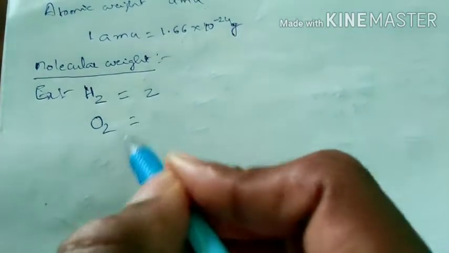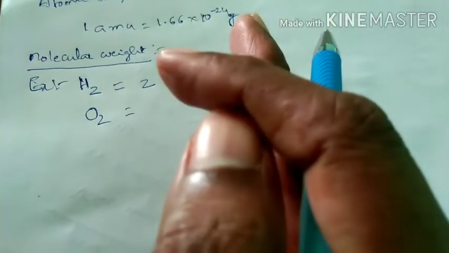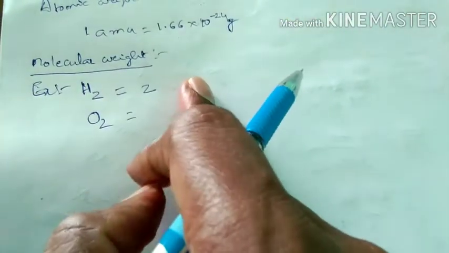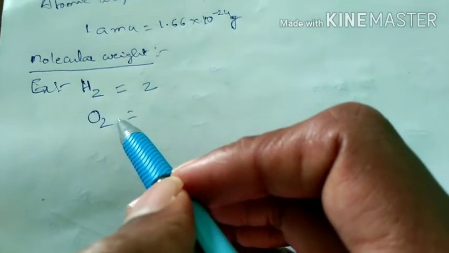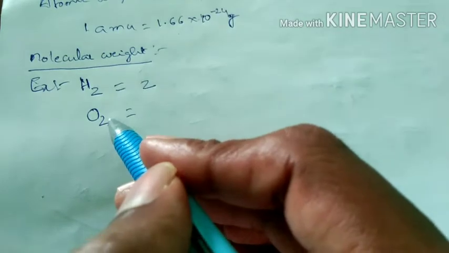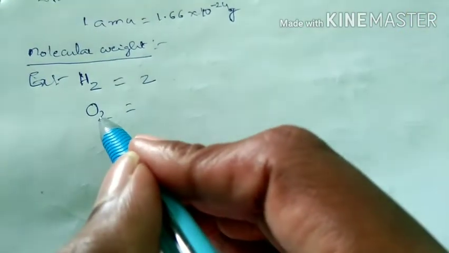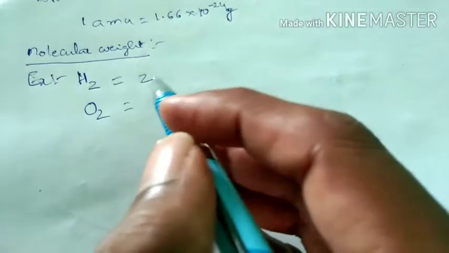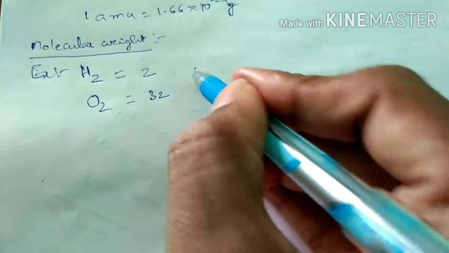O2. This is also a molecule because two oxygen atoms are present. If two or more same or different atoms are present, that is called a molecule. So O2 is a molecule. Here the molecular weight of oxygen, for one oxygen 16. 16 is the atomic weight, but here two oxygen atoms are present. So 2 into 16 how much? 32.